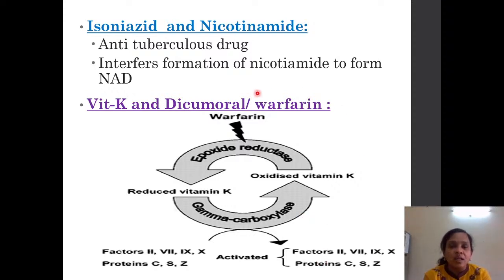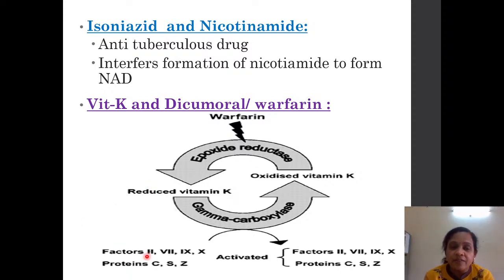So a drug called warfarin is given as an anticoagulant during surgeries or anything. When this drug is given, what will happen? Now, what are the changes that these factors are undergoing? To these factors, a carboxy group is being added. To add this carboxy group, the reduced form of vitamin K is required.